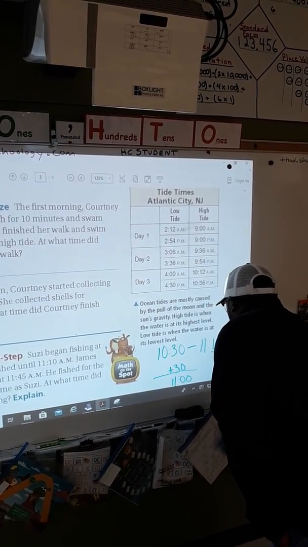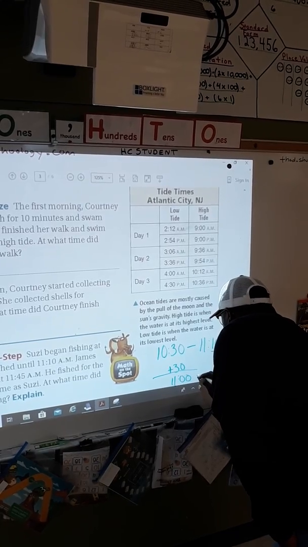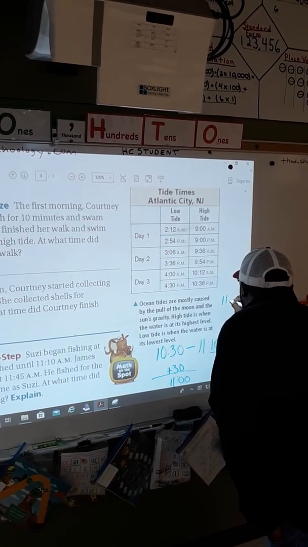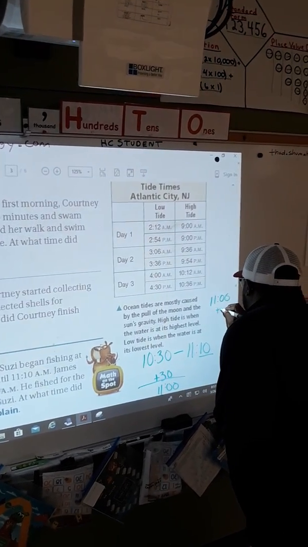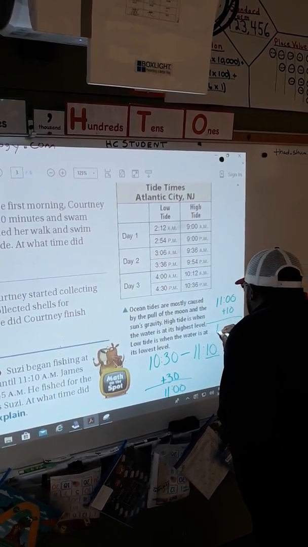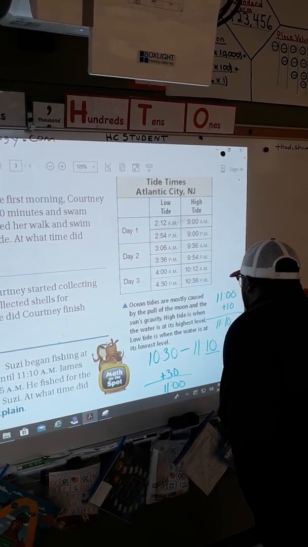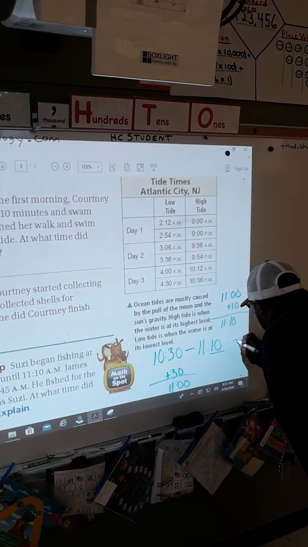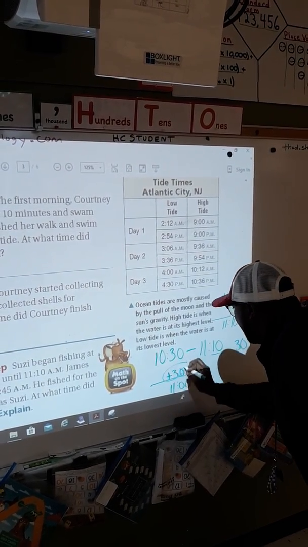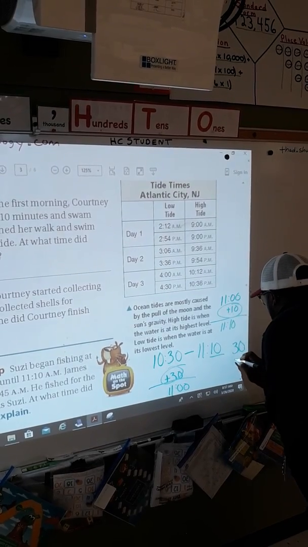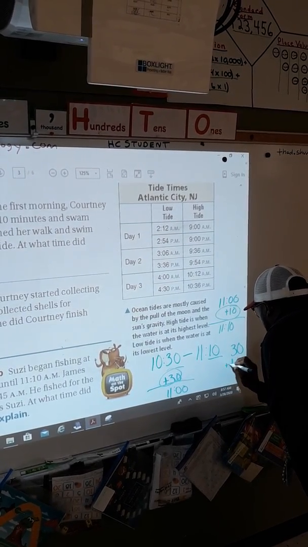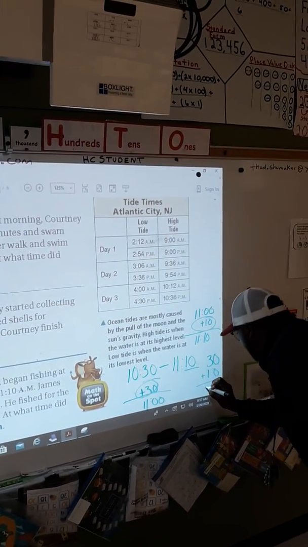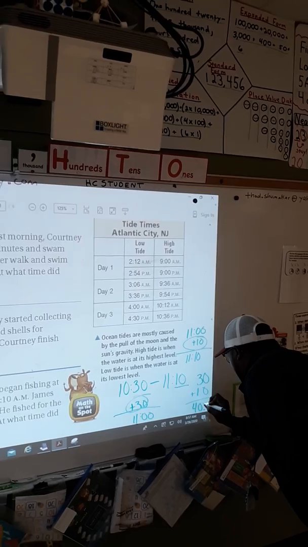Okay, and I have to figure out what I need to do with that 10 minutes. So I add 11 o'clock. Let's go up here. 11 o'clock plus 10 minutes will give me 11:10. Okay, so I need to add 30, which I got from right here, plus my 10 minutes right there to figure out the total amount of minutes that Susie fished for. And Susie fished for the total amount of 40 minutes.